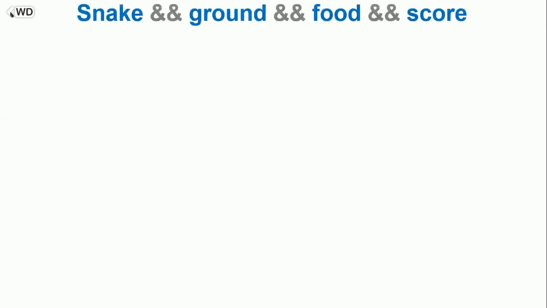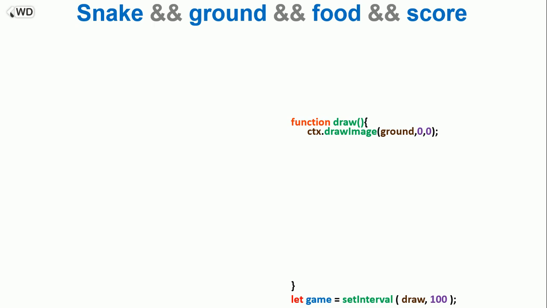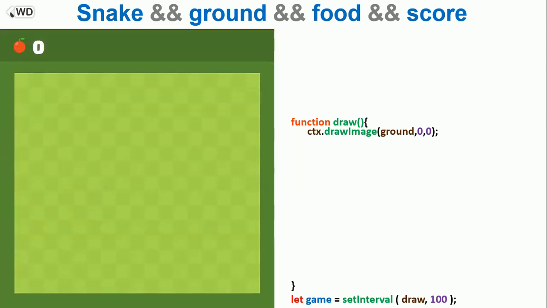Our game is made from 4 things: the snake, an array, the ground, an image, the food, and the score, a text. To draw all of them, we will need a function called draw, and then we have to call the draw every 100 milliseconds. And then we set this to a variable game in case we want to stop the game later. Now to draw the ground, we will say context.drawImage, the ground image which has 0 for x and y position. In our canvas we will get this.